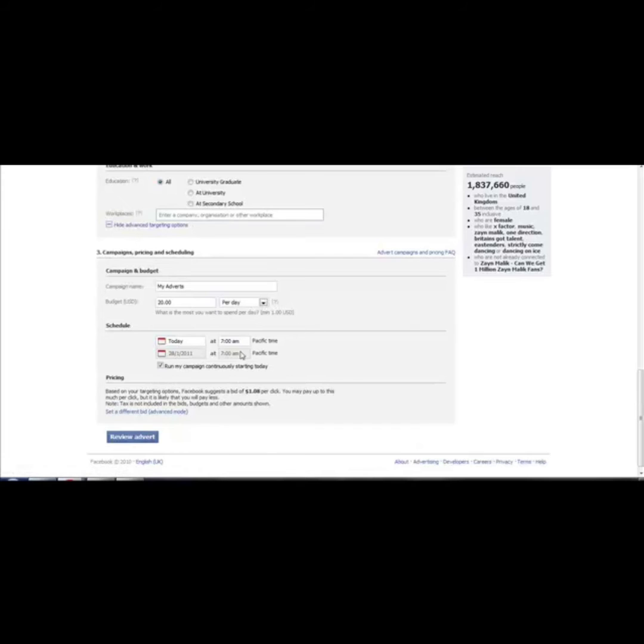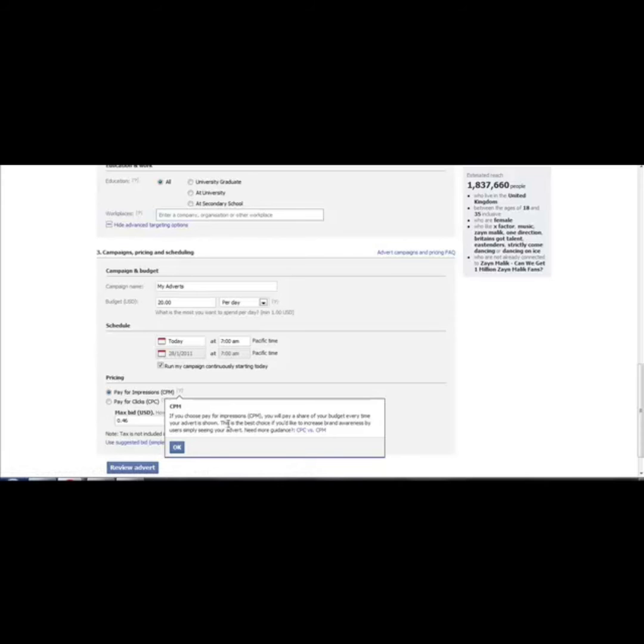When it comes to my adverts for campaigns, pricing and scheduling, I usually set a budget of something like $20 per day. Okay, and then what I do is I click on advanced mode. Okay, and then I click on pay for impressions. So basically it says here, if you choose pay for impressions, you will pay a share of your budget every time your advert is shown. This is the best choice if you like to increase brand awareness by users simply seeing your ad. Okay, and for me personally, this has always worked pretty well.